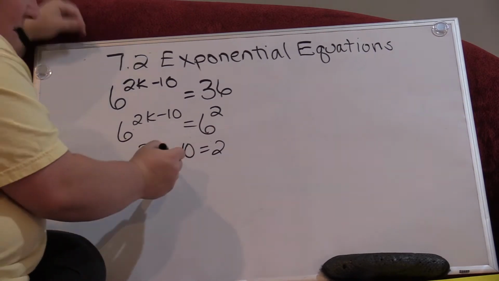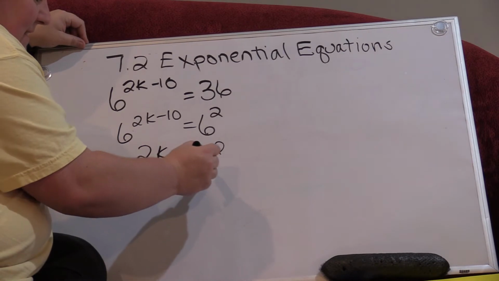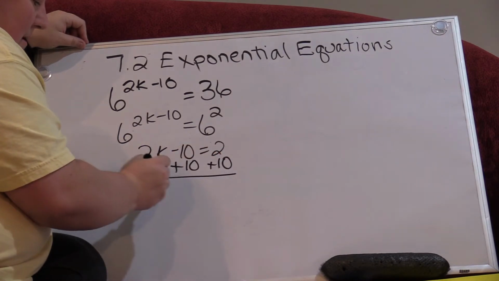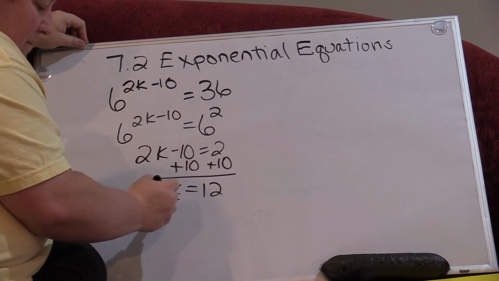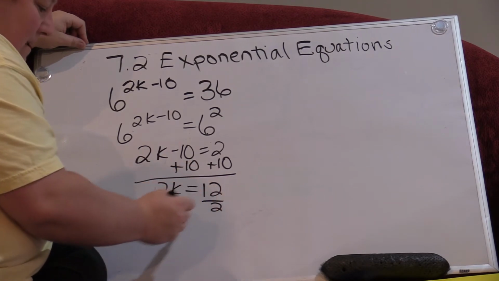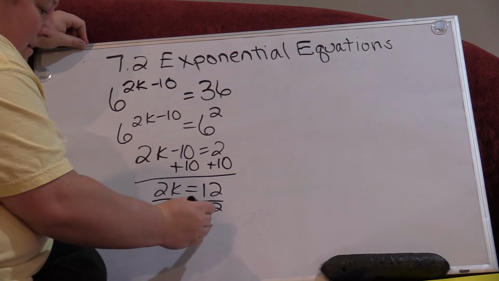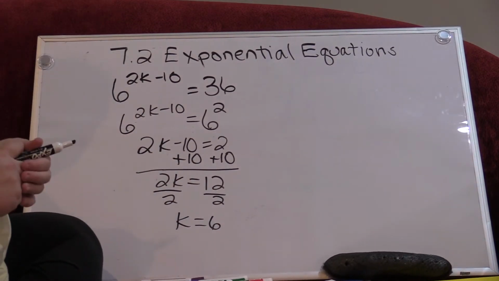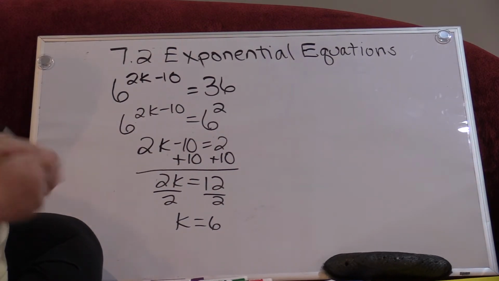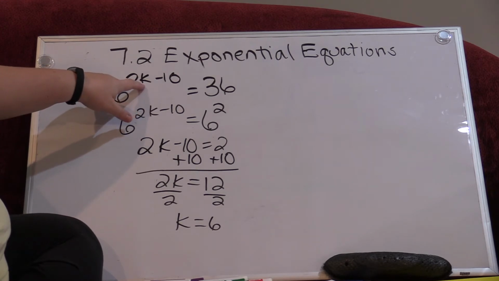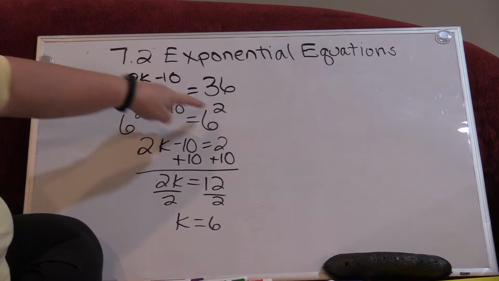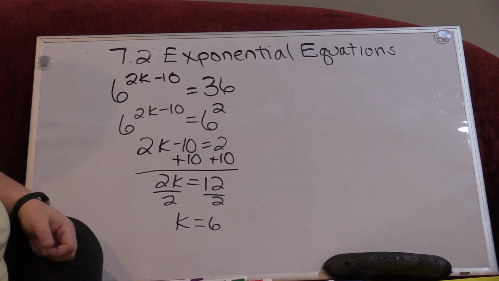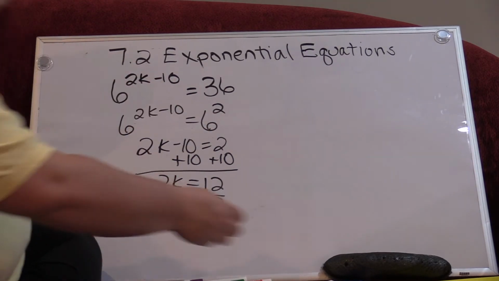Then I solve my equation. Add 10 to both sides. And I have 2k equals 12. Divide both sides by 2. K equals 6. When I plug this in, 2 times 6 is 12, minus 10 is 2, which is right here. So this equals. Let's try another.